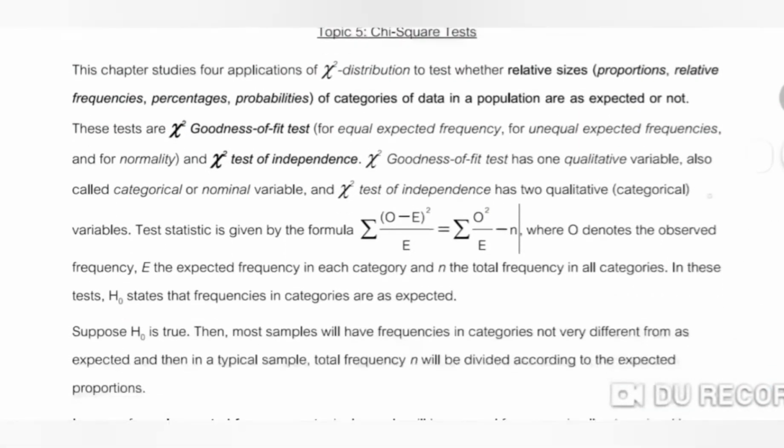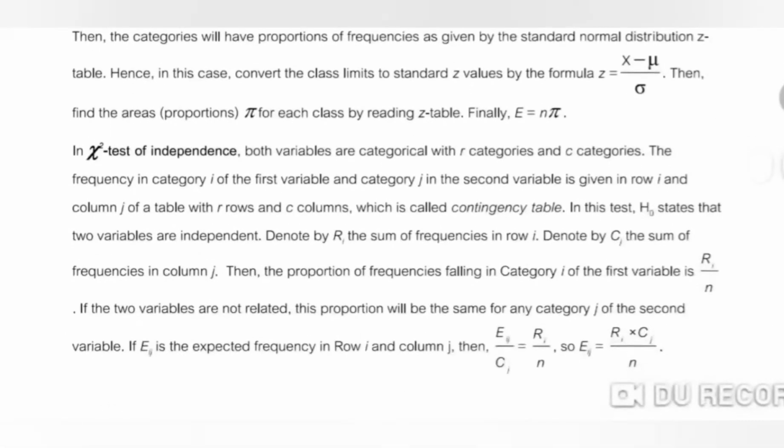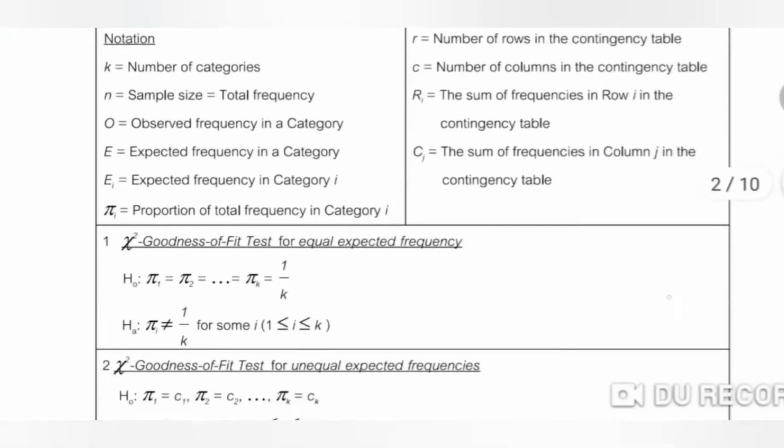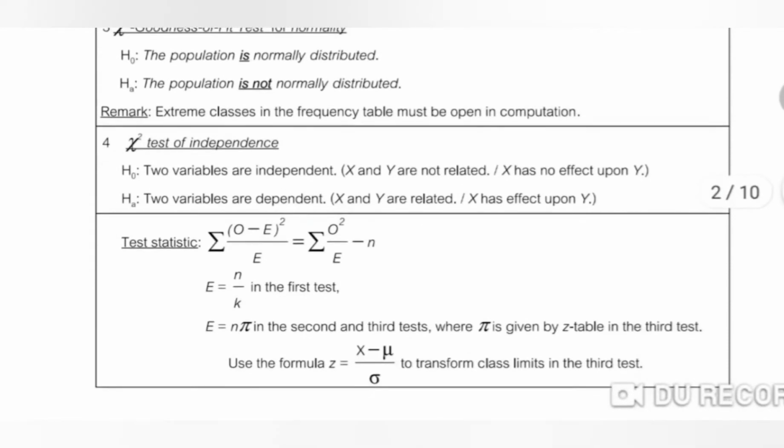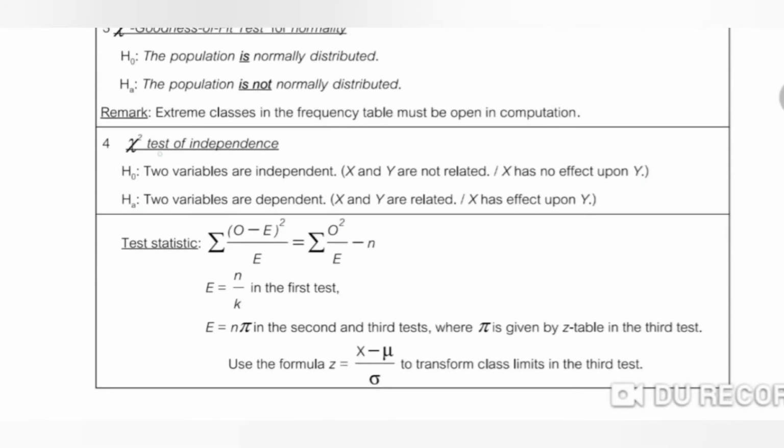So we have studied 3 tests. Today the last application, number 4: chi-square test of independence. The format of writing H0 is the two variables are independent. You have to write the name of one variable X and another variable Y. X and Y are not related or independent, like this.